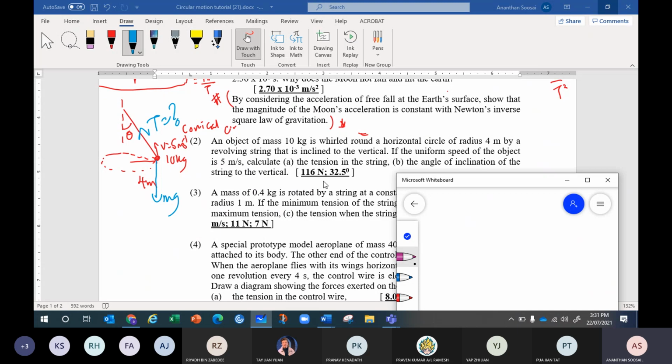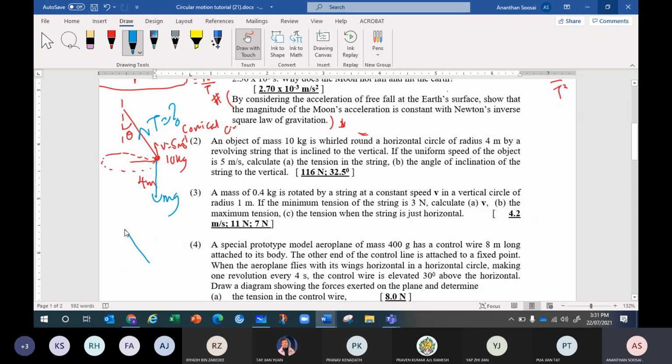Okay, so all of you got the answer, 116 Newton, 32.5. First, tension. How do you get tension? What are the two equations you can write from this conical system? Okay, tension, what equals to centripetal force? What equals to mv squared over r? Recall that first. Whatever force acting towards the center minus whatever force opposing it. What force is acting towards the center?